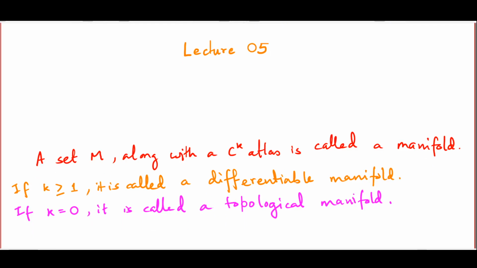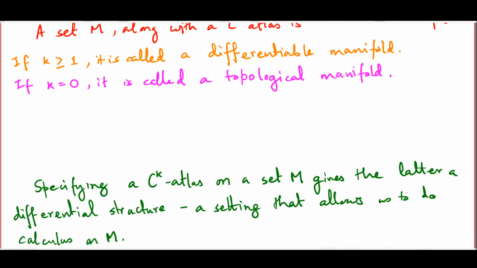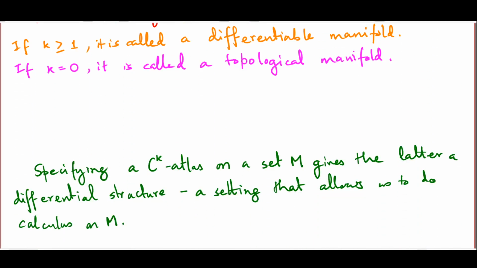Let me remind you that a set M is called a manifold if it is equipped with something called a C^k atlas. And here k is an integer. If k is 1 or more, then what we have is called a differentiable manifold. And if k is 0, what we have is a topological manifold. Now, specifying the C^k atlas on a set M gives us a way in which we can do calculus on M. That is, it equips M with a differential structure.